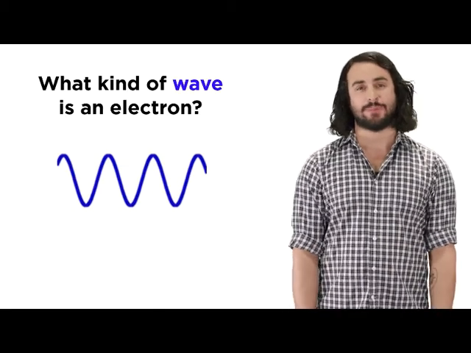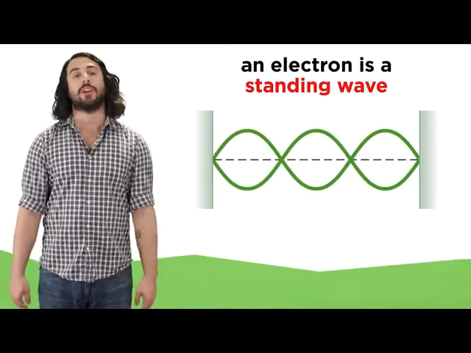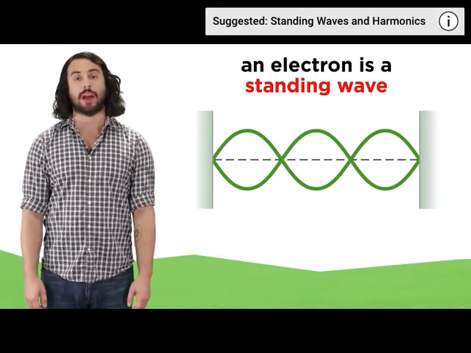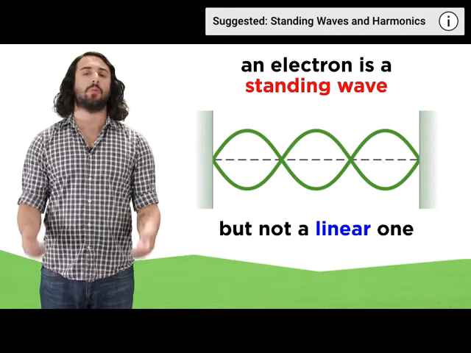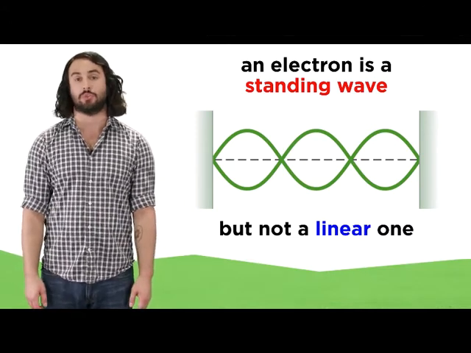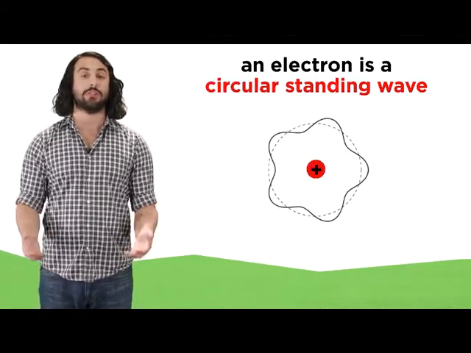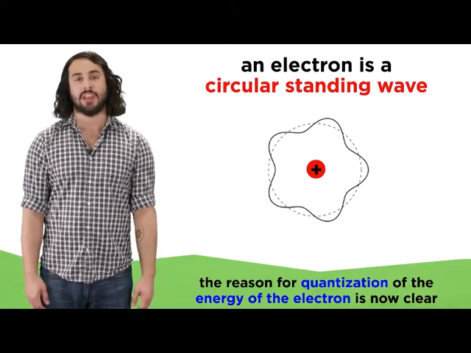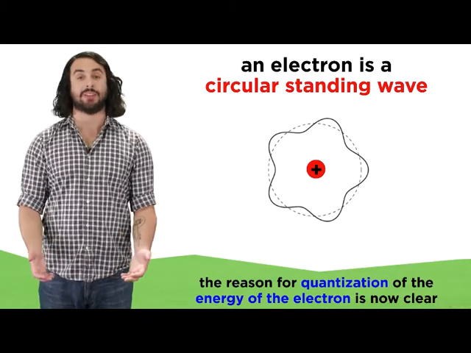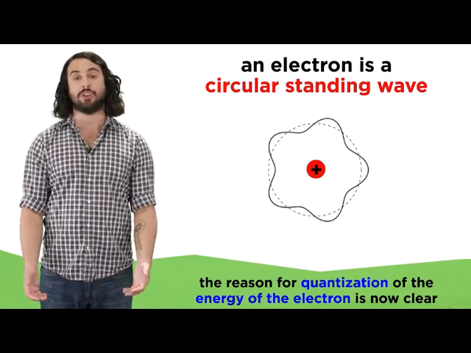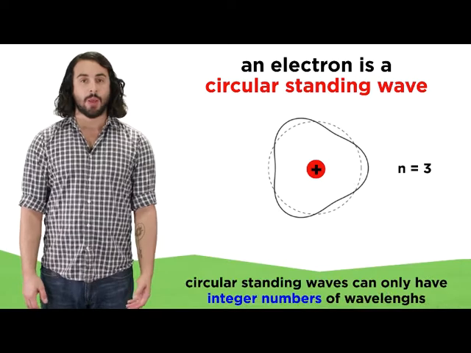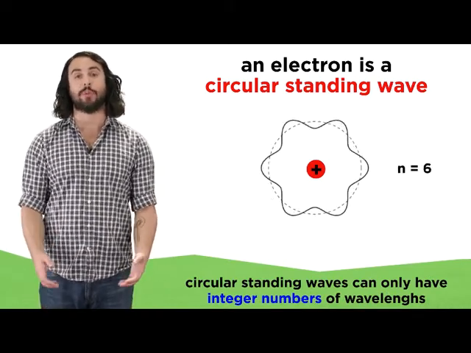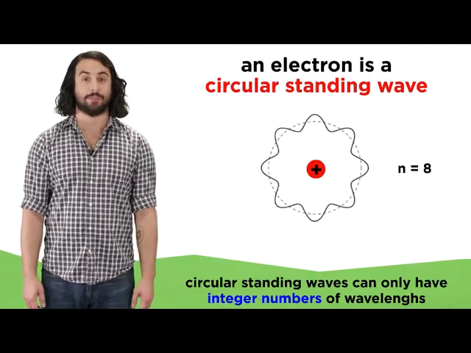So what kind of wave might this be? We can regard an electron in an atom as a standing wave, just like the kind we learned about in classical physics, except that rather than something like a plucked guitar string, an electron is a circular standing wave surrounding the nucleus. If we understand this, it becomes immediately apparent why quantization of energy applies to the electron, because any circular standing wave must have an integer number of wavelengths in order to exist.